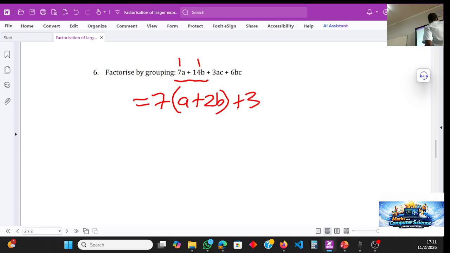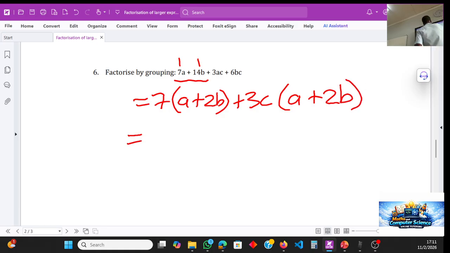And I look at the variables. I have AC and BC, where C is common. Then I open a bracket. If I say 3AC divided by 3C, the result is A plus. If I say 6BC divided by 3C, well, 6 divided by 3 gives us 2. The C's will cancel and I remain with B.